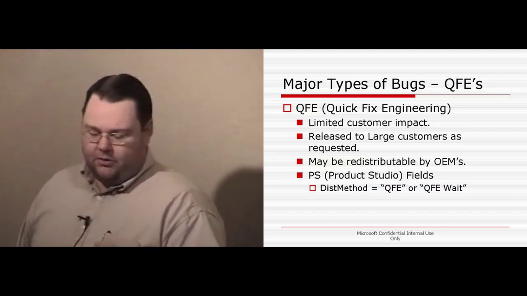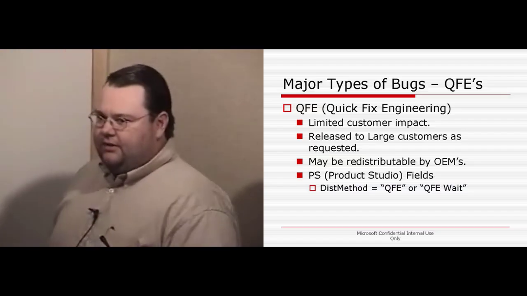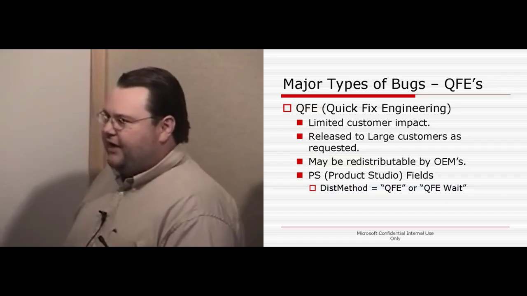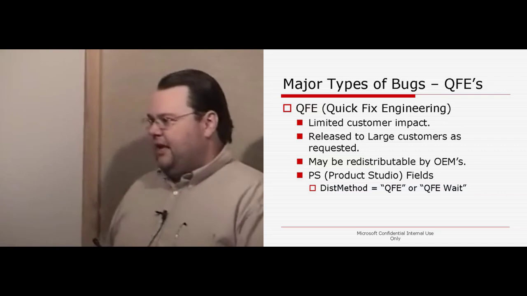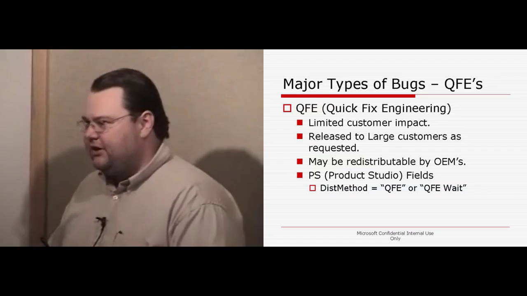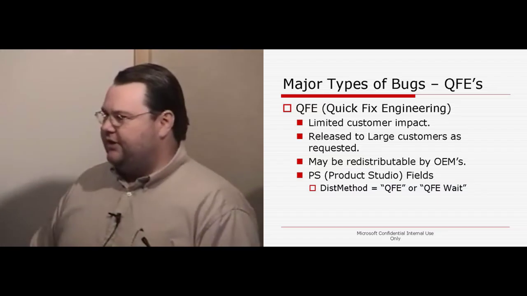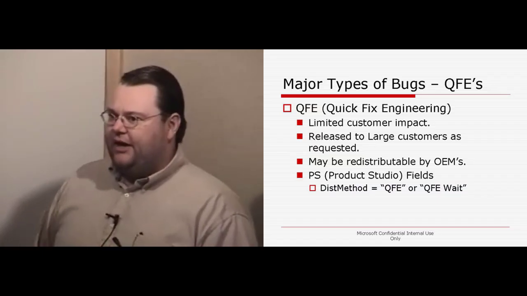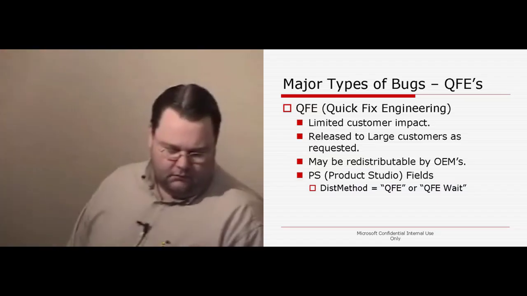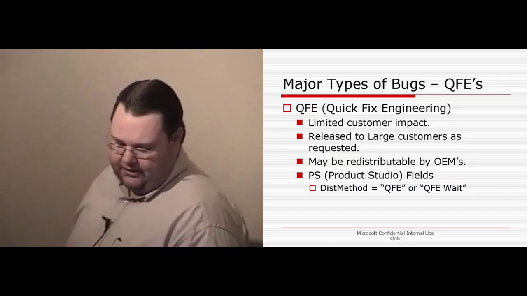They may be redistributable, though. Occasionally we'll get an issue where, say, Sony will report an issue to us on one particular line of computers. Say one particular model of Sony Vaio has an issue with Windows XP, and it's holding up their release of that model. They'll report the issue to us, we'll fix it, and we'll give them what's called redist rights, or redistribution rights, so they can pre-install that hotfix on the machine before they send it out. So that's kind of a subset of a QFE. And again, the Product Studio field dist method will be set to QFE or QFE wait.